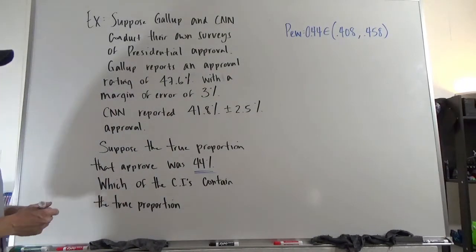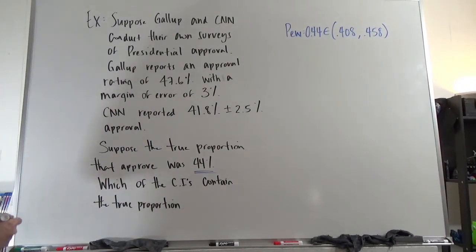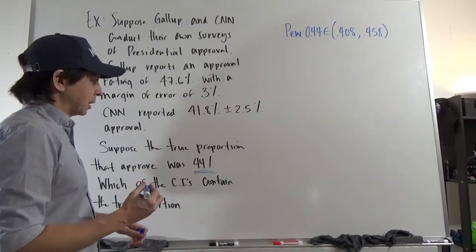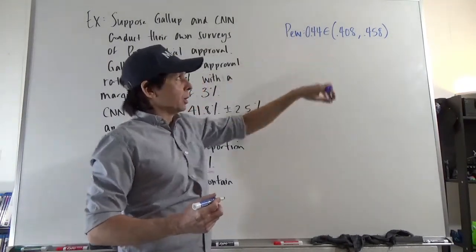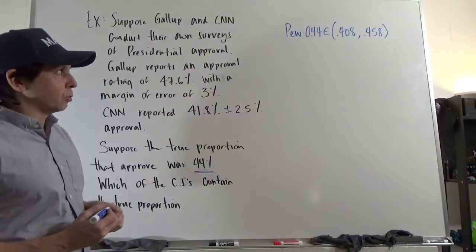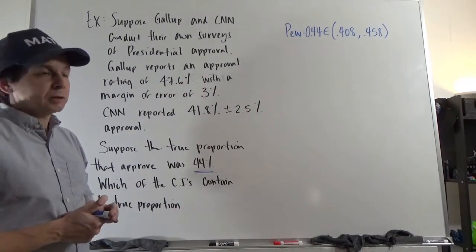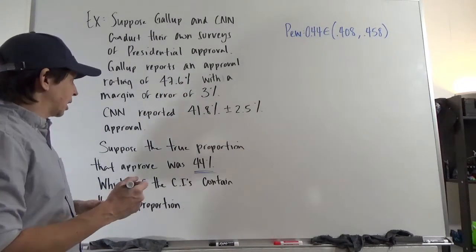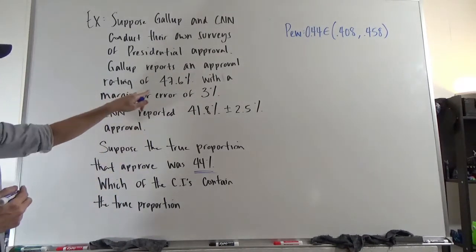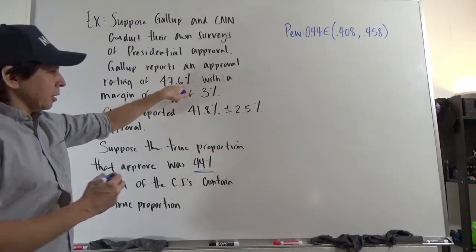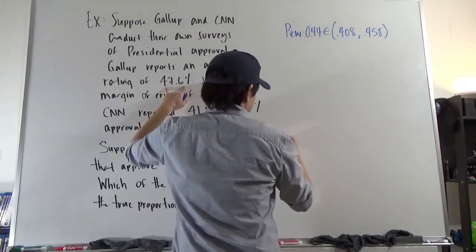Don't worry about that. So I have to reconstruct these. And I got to do the work somewhere else. I'm going to put Gallup and CNN right below it, and we can see in one area which ones did contain it and which ones didn't. But I got to do some side work because I got to construct their confidence intervals. So Gallup, I'm going to do it over here.